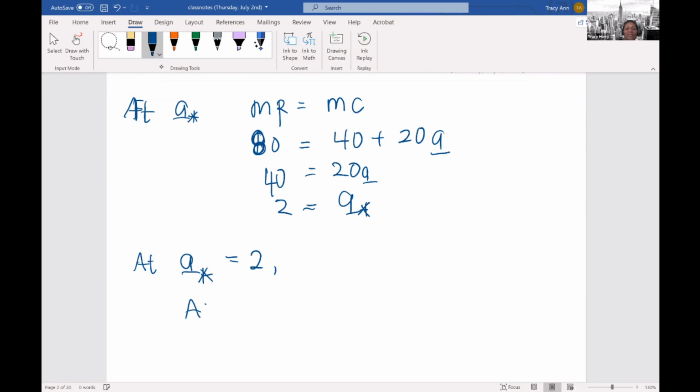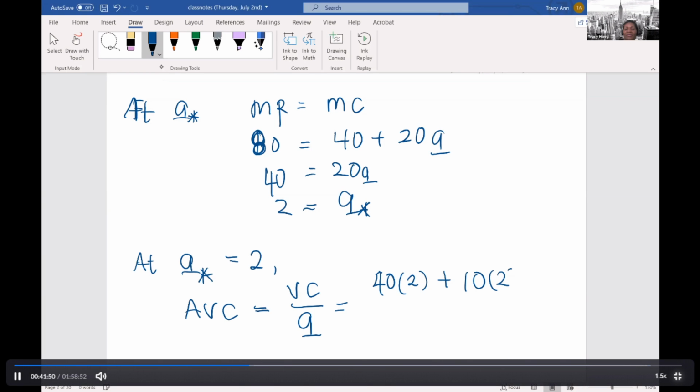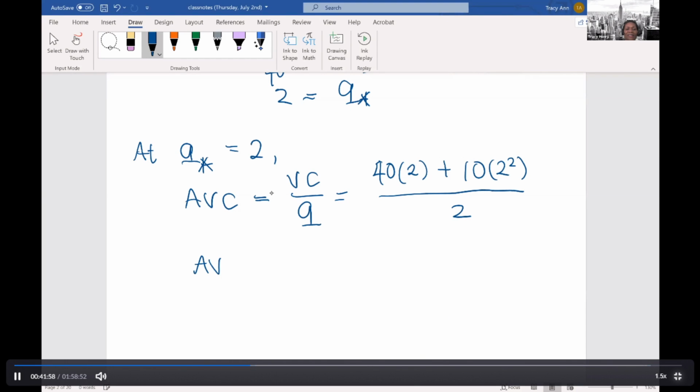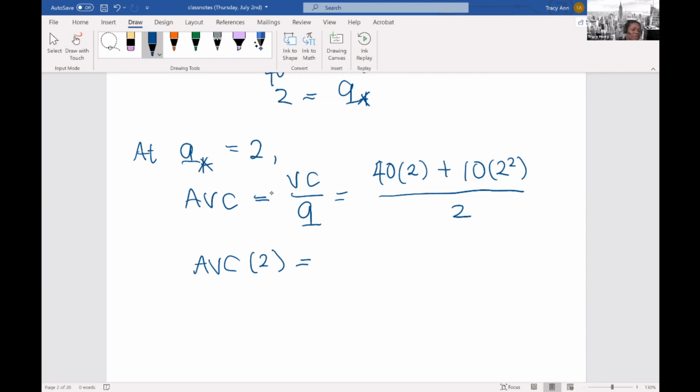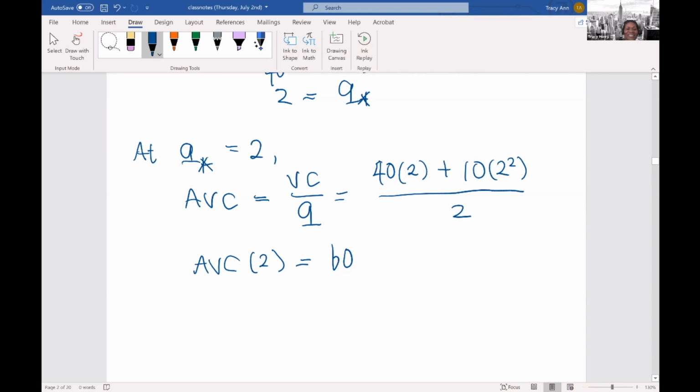My average variable cost is equal to my variable cost divided by quantity, which is equal to 40 times 2 plus 10 times 2 squared. So my average variable cost at 2 is equal to, let's see, 4 times... it's equal to 60. So my average variable cost is equal to 60, and my price is still greater than average variable cost.